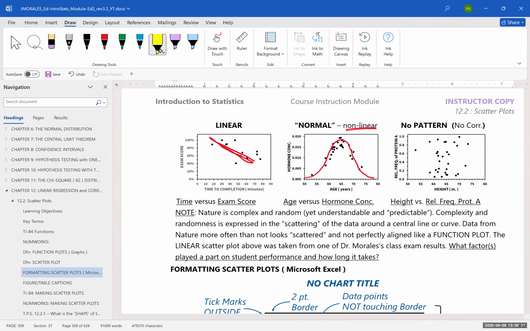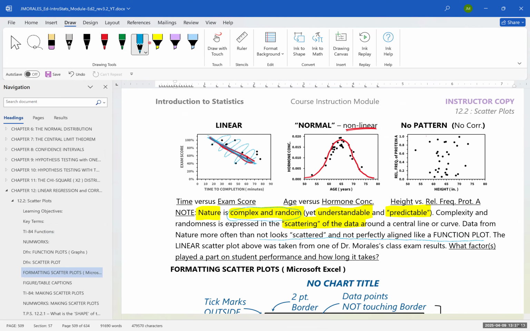So note that nature is complex and random, yet it is understandable and predictable. Complexity and randomness is expressed in the scattering of the data around the central line or curve. So this scattering of these data points around this linear relationship comes from the complexity and randomness of nature. Data from nature, more often than not, looks scattered and not perfectly aligned like a function plot.